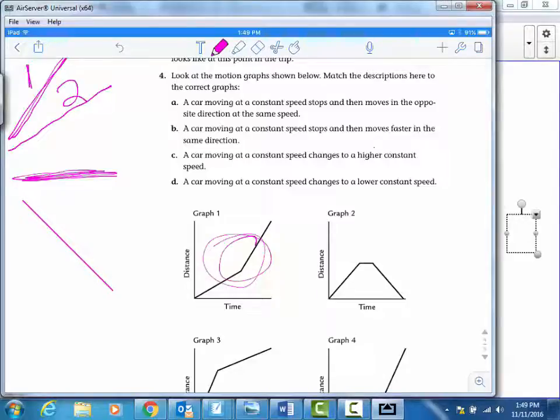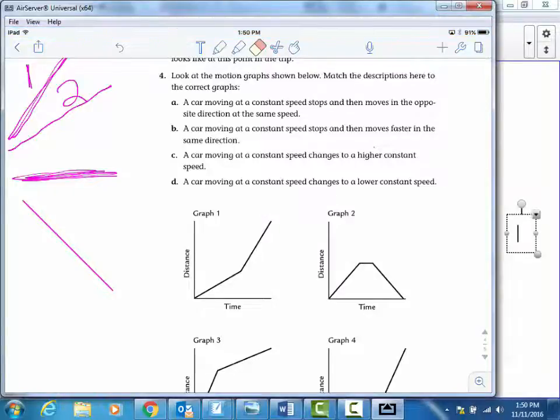Okay, let's take a look. So the first, or the 4A says a car is moving at a constant speed, then stops, and then moves in the opposite direction. That's important. Stop, and then moves in the opposite direction. Which graph shows a car moving at a constant speed, it stops, and it moves in the opposite direction? Macy? Graph 2. So graph 2 is A. Moves at constant speed, stop, moves in the opposite direction. So that's A. All right, B.